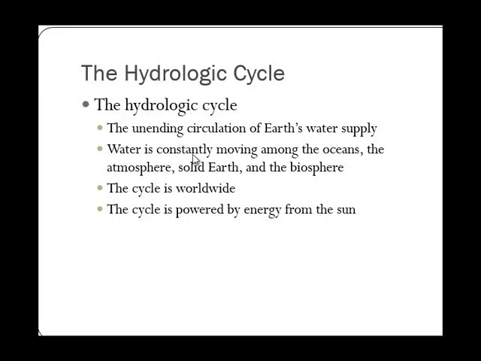Water is constantly moving between the oceans, the atmosphere, the solid Earth, and the biosphere, namely the living things. The cycle is worldwide, and it's powered by energy from the sun, because the key way in which water moves downwards is, of course, rain, but the key way in which the water moves upwards is evaporation. And in order for evaporation to happen, you need, of course, the energy from the sun.